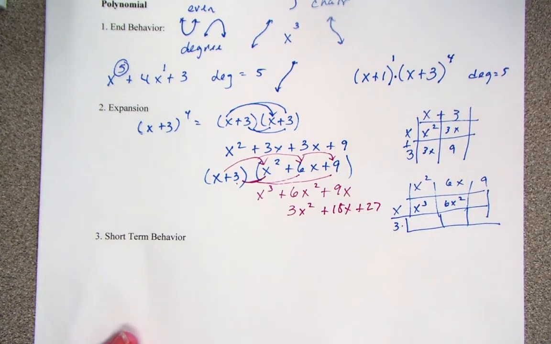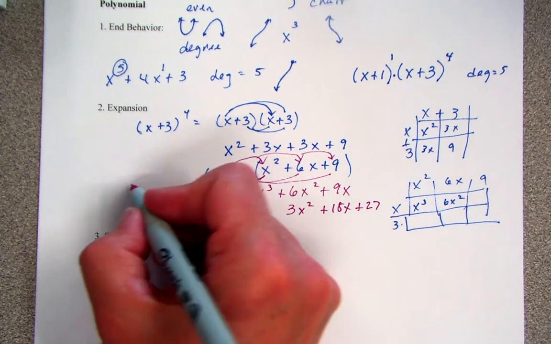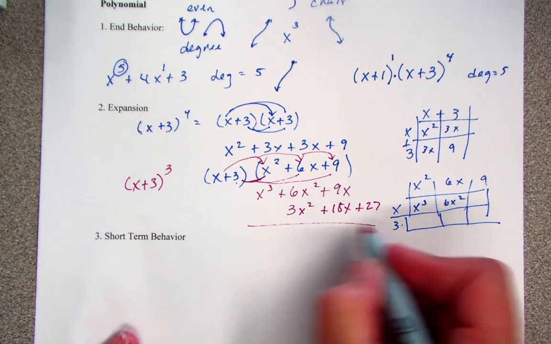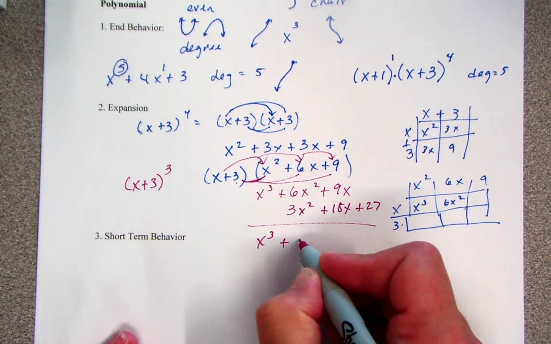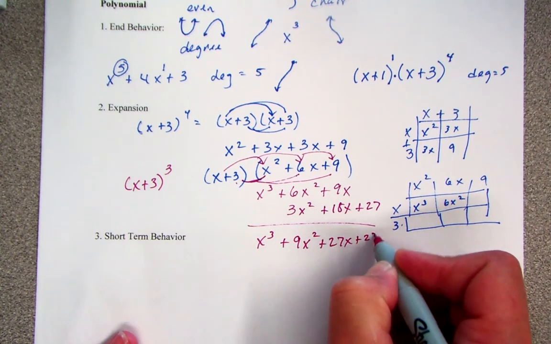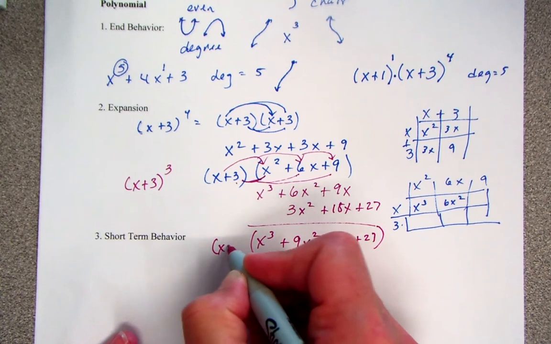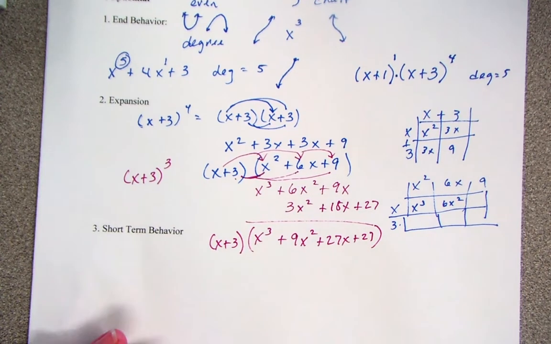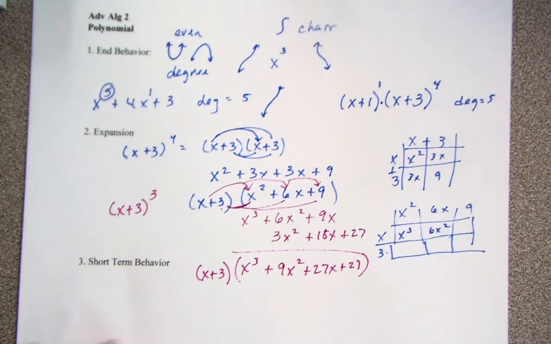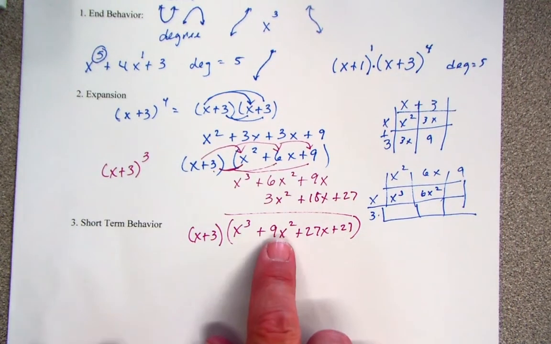Now, how many x plus 3's have I done? I've done 3 of them. So when I was done with this, I would total these up, adding again the like terms, and I would again multiply that by x plus 3. So in the first part of the Desmos activity, it's going to ask you a little bit about end behavior, and then it's going to ask you to do some expansion.